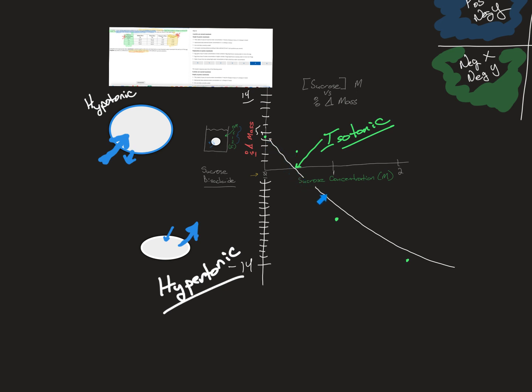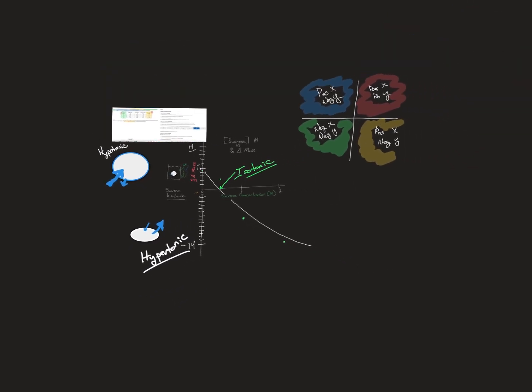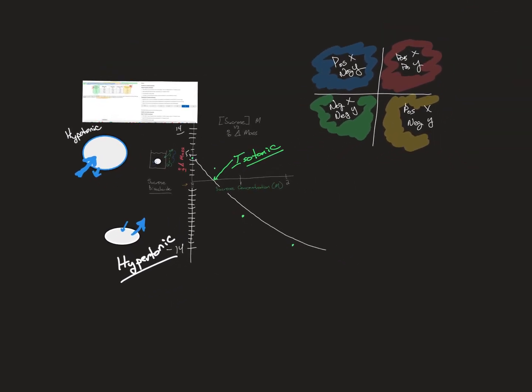Because this is the best fit line. And so we're expecting there to be some error. So you'll note that none of the points are on a line except maybe the first one. All the rest of these are off the line. But here would be the isotonic solution where the percent change is 0. So that's how you read this graph. That's how you answer this question. Going back to number line and quadrants and just making sure you're reading the question and putting in the right answer. That's it.